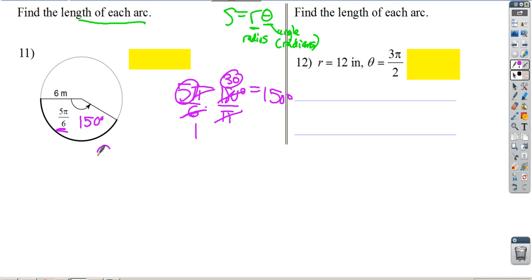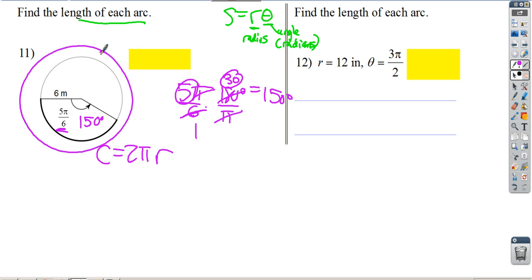So the question is this: what's the circumference of that whole circle? All the way around this circle, it's 2 pi times r, which means 2 pi times the radius, 6. And that's going to be 12 pi. Okay, but we're not actually going all the way around the circle. We're only going 150 degrees around the circle.